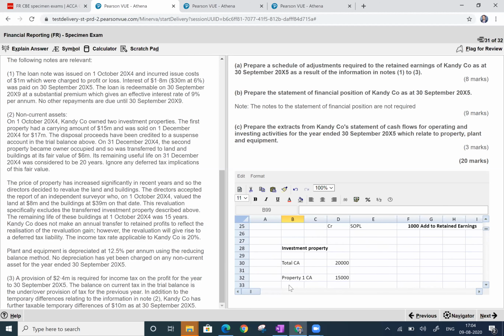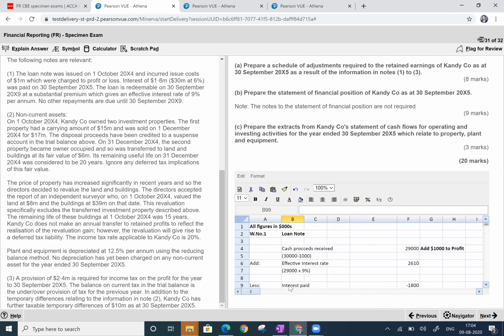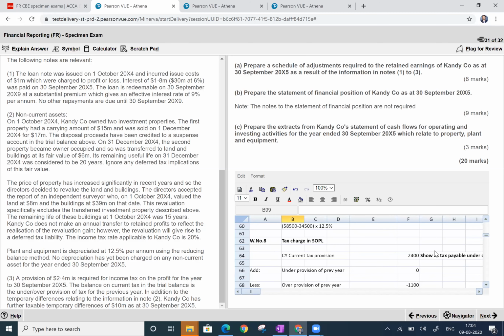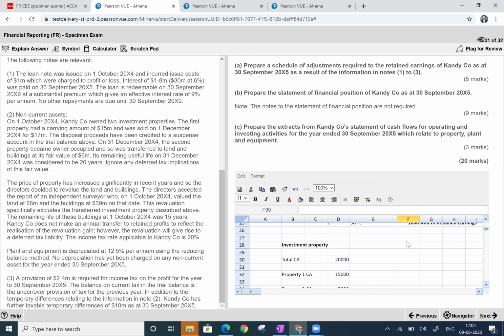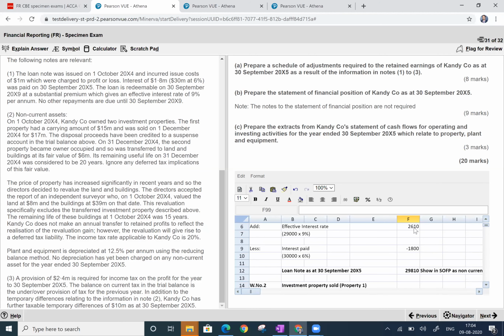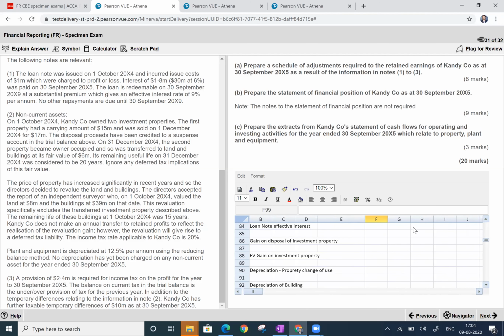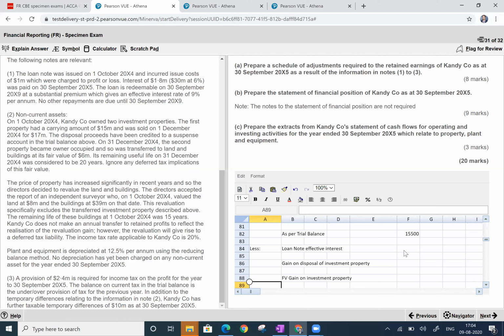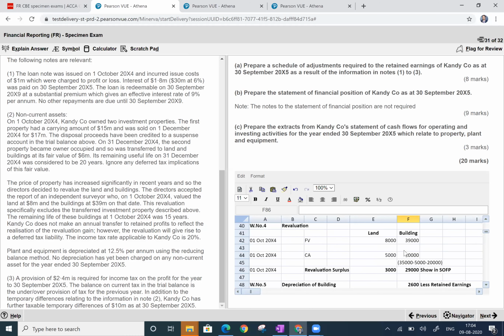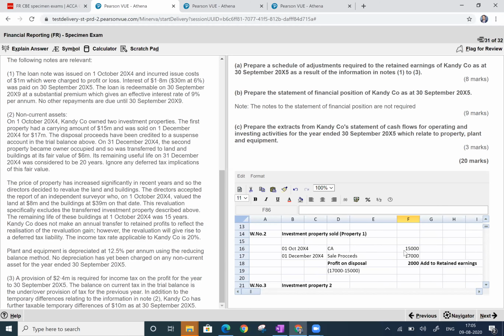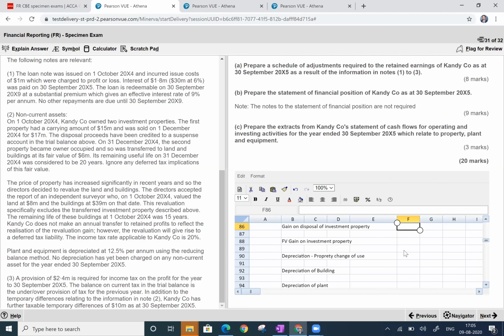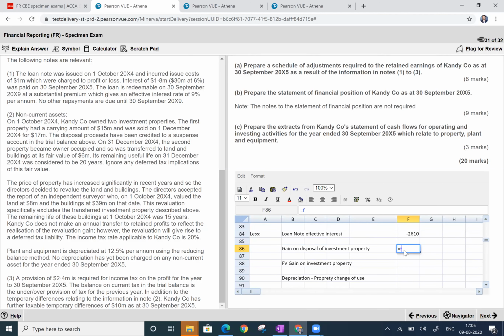So let's go and fill this up. Loan note issue cost, add 1,000. So directly we can go there and add 1,000. Now, loan note effective interest rate, equal to minus F6. Gain on disposal of investment property, add 1,000 to 29, add to retained earnings, profit on disposal. That is F17. It's better you write everything in scrap paper.